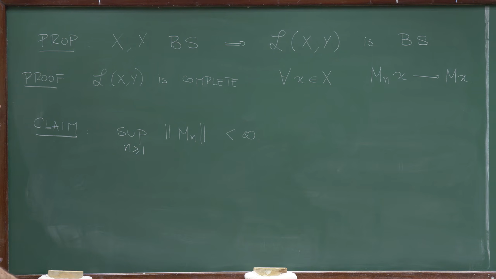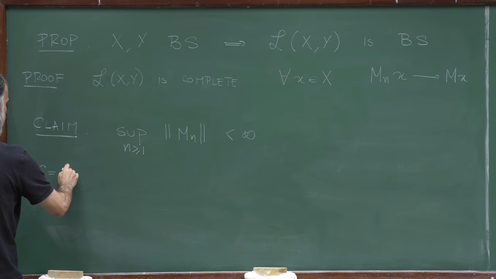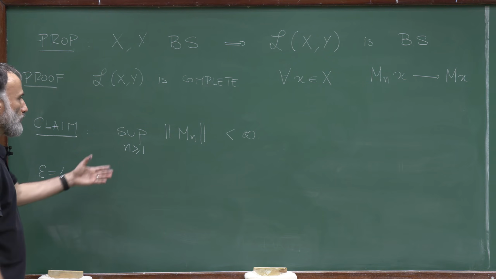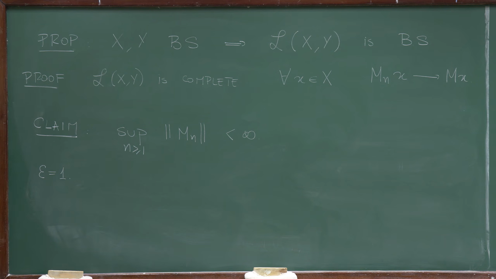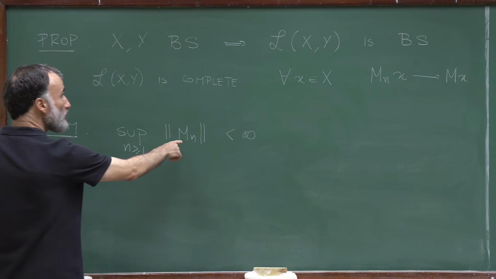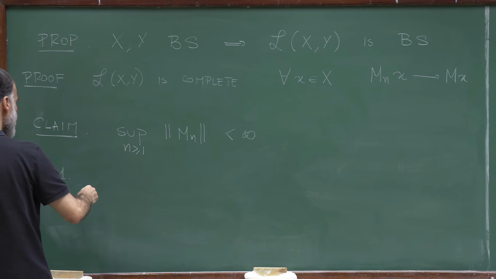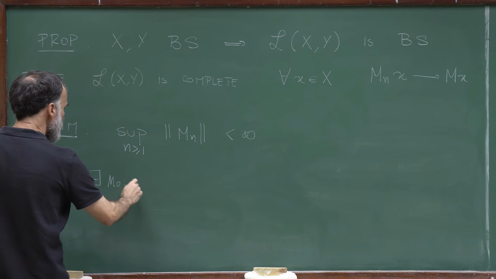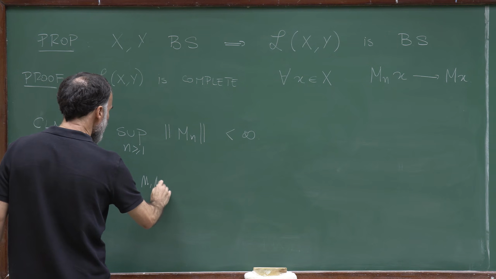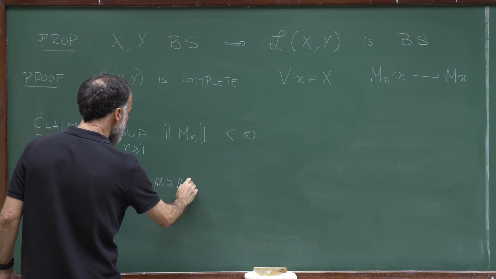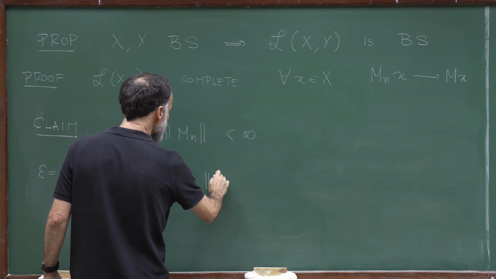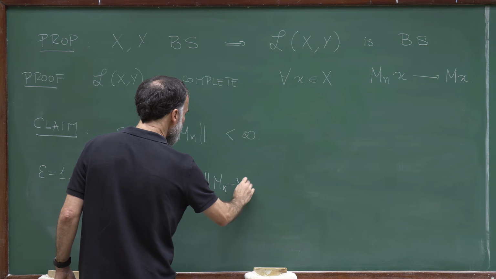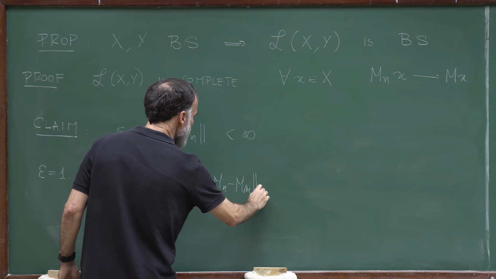And, well, this is clear. Take epsilon equal to 1. We proved that many times, so let me prove it once again. Let me take epsilon equal to 1. So I know that Mn is a Cauchy sequence. So there exists n0 such that if n and m are larger than n0, then the norm of the difference is bounded by 1.